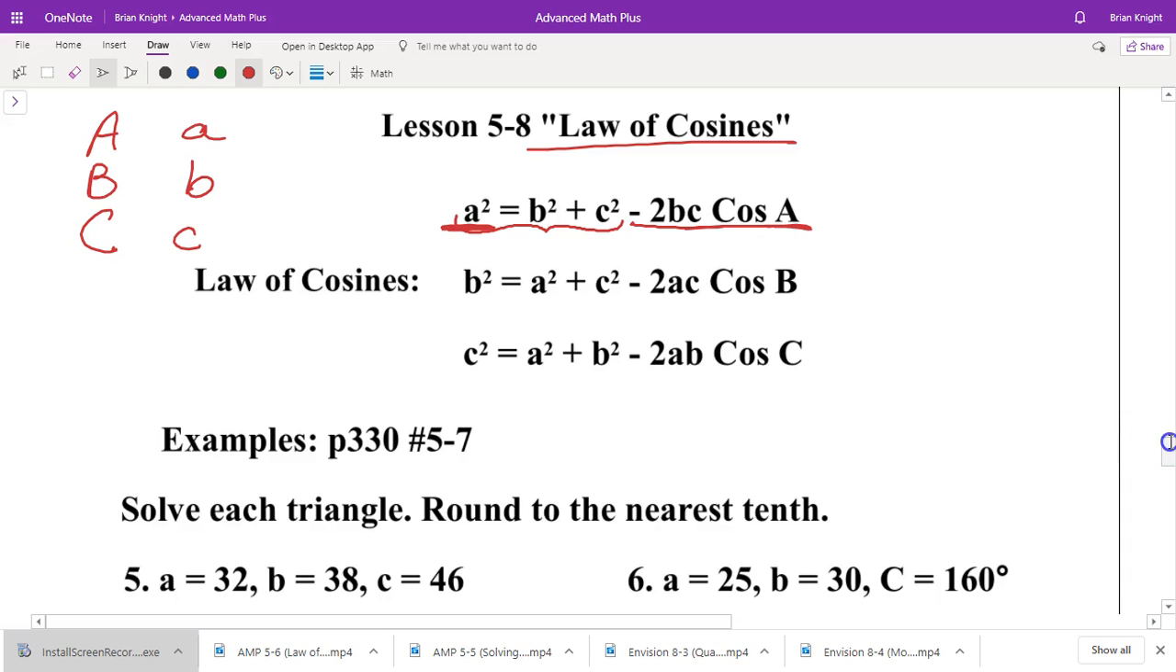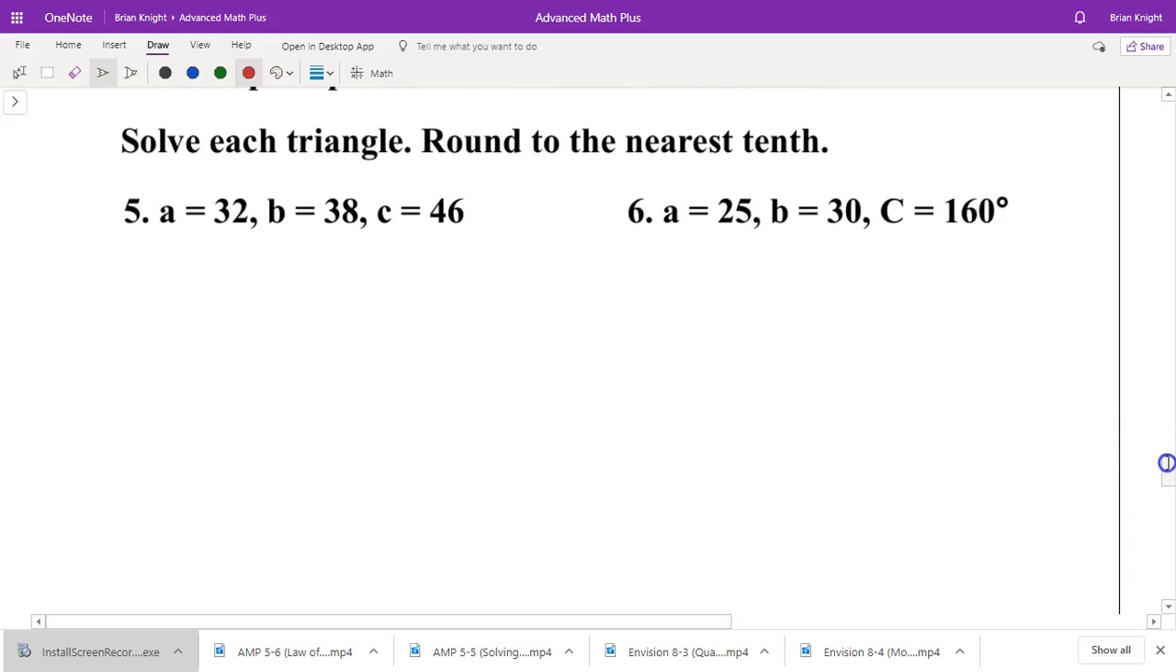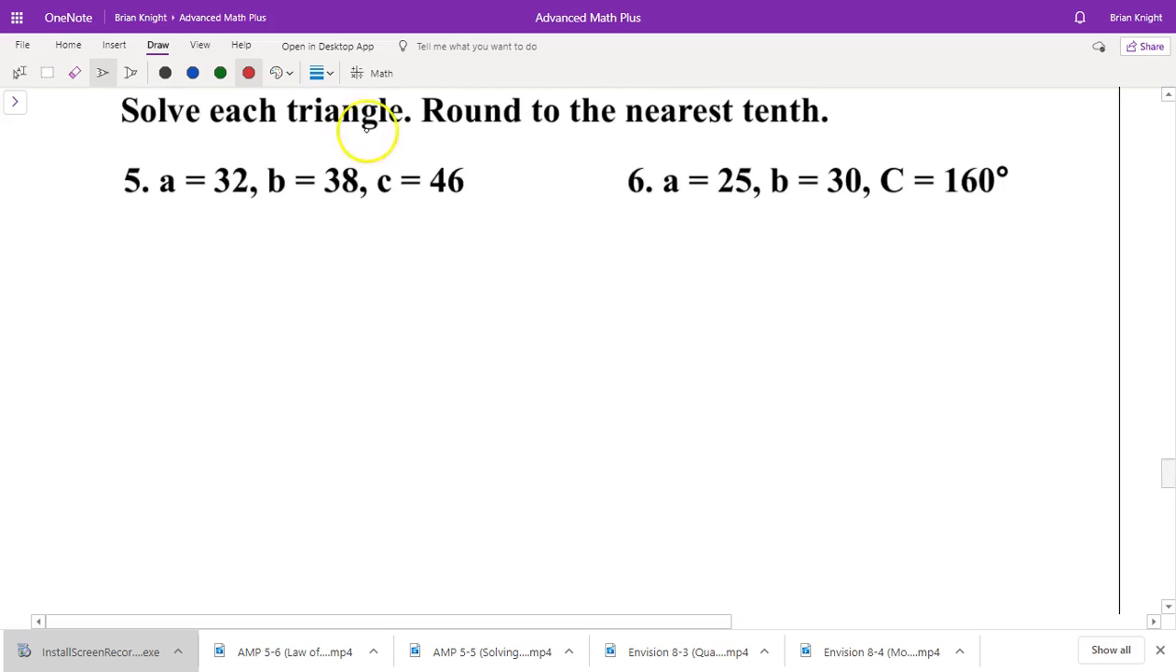So let's try one. There's going to be 2 different scenarios. We're still solving each triangle, and remember, all that means is we're finding everything that's missing. They will either give you all 3 sides, or they will give you 2 sides and an angle, like on number 6. On number 5, you have options. You can find angle A, angle B, angle C first. It does not matter. But on number 6, you only have one option of what you can find first.